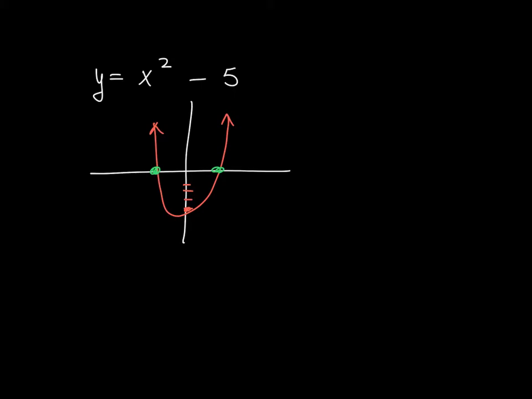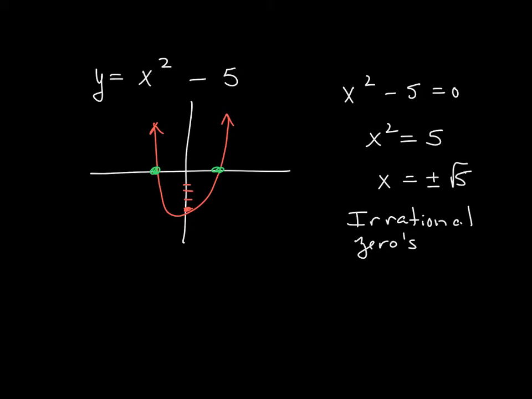To find those zeros, you go ahead and you would say x squared minus 5 is equal to 0, x squared is equal to 5, so x would equal plus or minus the square root of 5. So these are irrational zeros of that function. One of the zeros is considered negative. This other zero here is positive. And that positive or negative is just based upon whether or not it's on the left side or the right side of the equation.